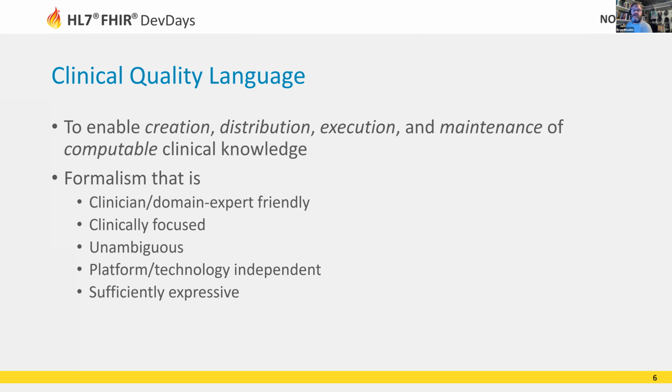So clinical quality language is specifically about enabling the creation, distribution, execution, and maintenance of computable clinical knowledge. Those statements are narrative, and that's how a lot of that information is distributed right now. But they don't have to be, and they can be expressed formally if we have formalisms that are clinician and domain expert friendly, clinically focused, unambiguous. We can say exactly what we mean, and that are platform and technology independent, and that are sufficiently expressive.